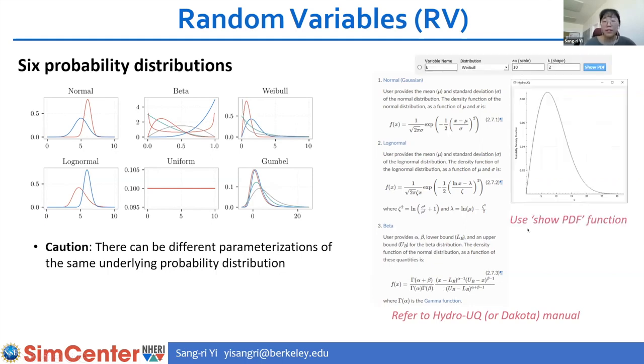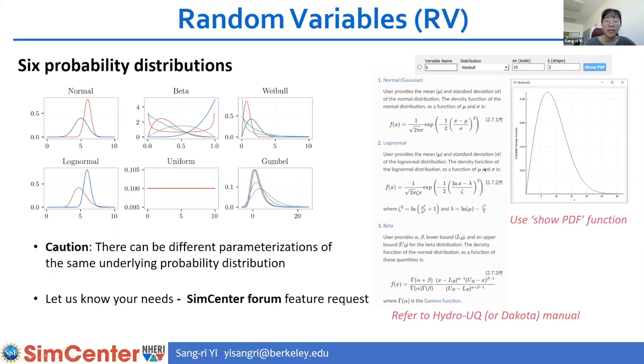Another very good practice is to check the PDF shape of the values which you provide. There is a show PDF button that shows you the PDF corresponding to your parameters, and you can double check that the mean and variance range correspond to what you had intended.